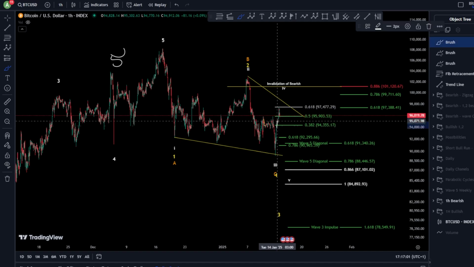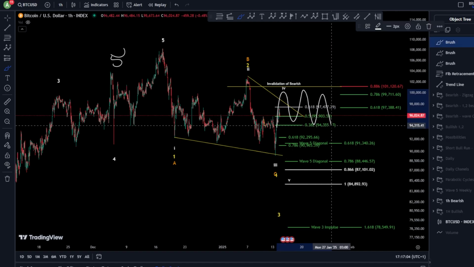So I would say trade safe. We're going to range a little bit here until we get a price decision again.